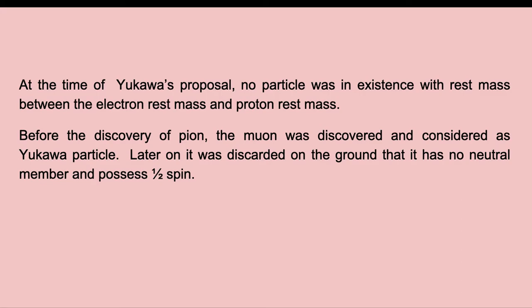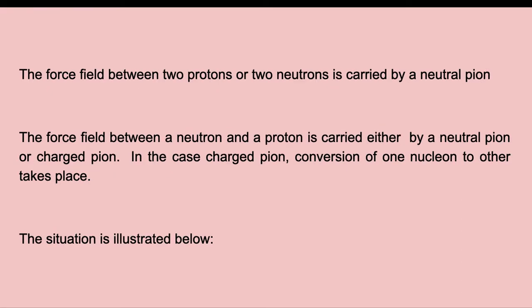So now we have the concept that nuclear force exists due to the exchange of pions, that means you have three types of pions, that is pi mesons. And how that exchange is taking place, that we can see. The force field between two protons or two neutrons is carried by a neutral pion. And the force between a neutron and a proton is carried either by a neutral pion or a charged pion. In the case of a charged pion, conversion of one nucleon to the other takes place. And we can explain these situations.